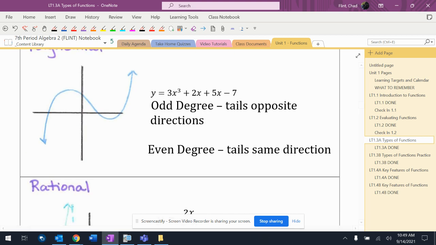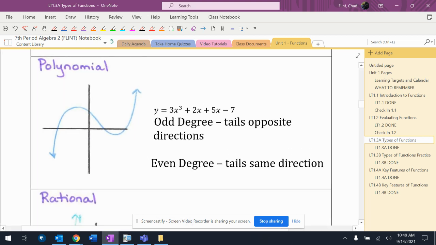Polynomial. These can be all kinds of different things. Polynomial means many terms, so they could have in them third powers, fourth powers, sixth powers. I noticed I've got a mistake there. I meant to have a squared there. And there's one thing that I want to look at.